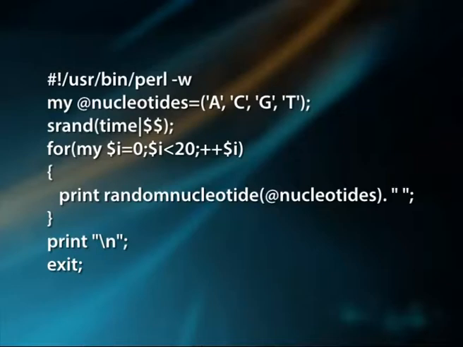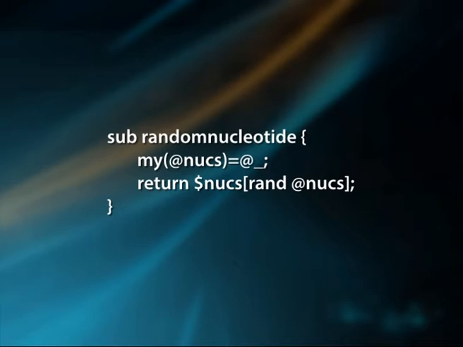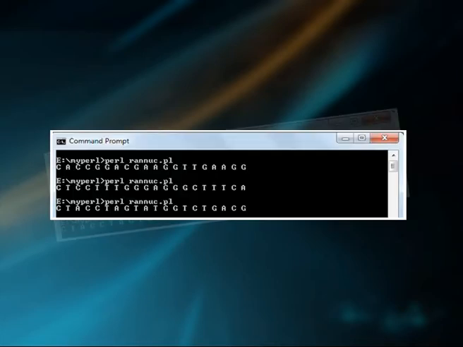To test this subroutine, the following code can be used. #!/usr/bin/perl -w, my @nucleotides = ('A','C','G','T'); srand(time|$$); for (my $i = 0; $i < 20; ++$i) { print random_nucleotide(@nucleotides); } print "\n"; exit; sub random_nucleotide { my (@nuc) = @_; return $nuc[rand @nuc]; } The output will be given in the following form and may vary in each execution.